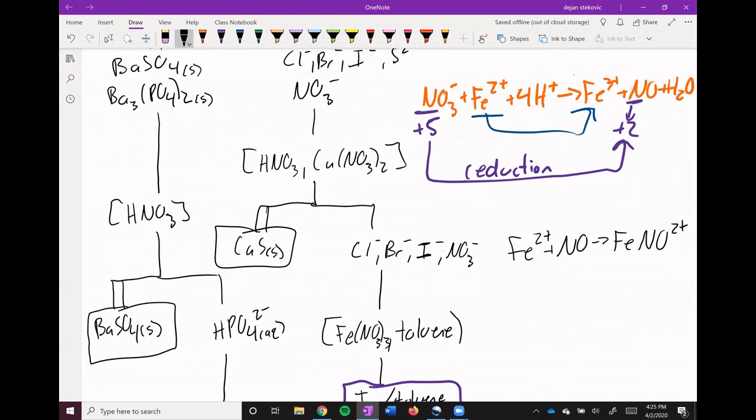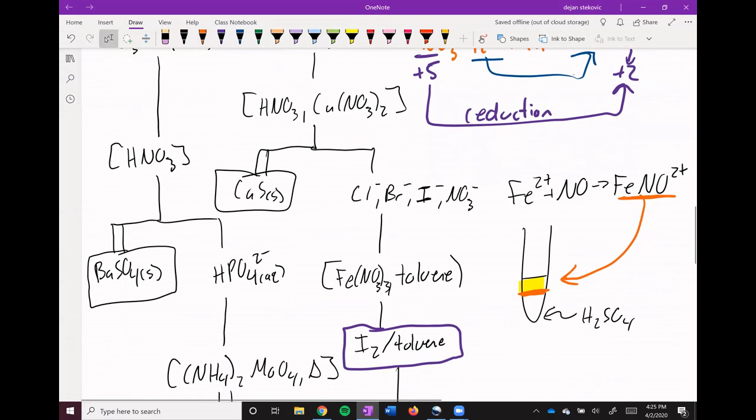So what this is going to look like, if you have your test tube, we're going to pour in a layer of H2SO4. Very thick layer. You'll see we're going to pour it slowly so it goes down in the bottom. And then right at this interface, that's where we're going to see our NO. So this is called the brown ring test.